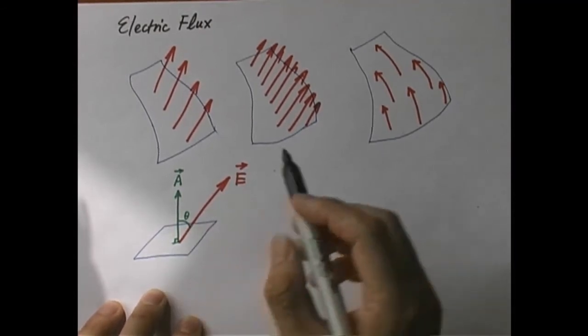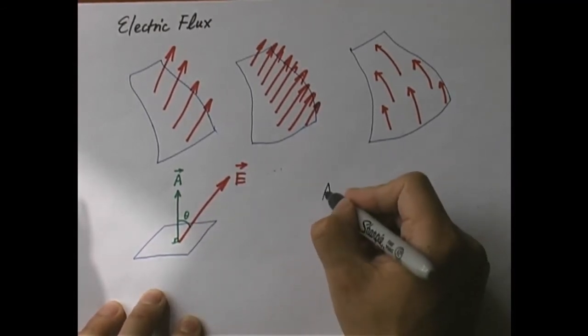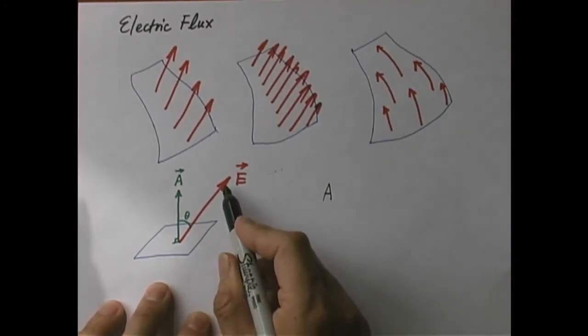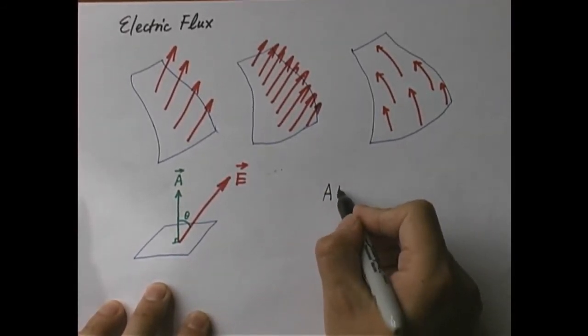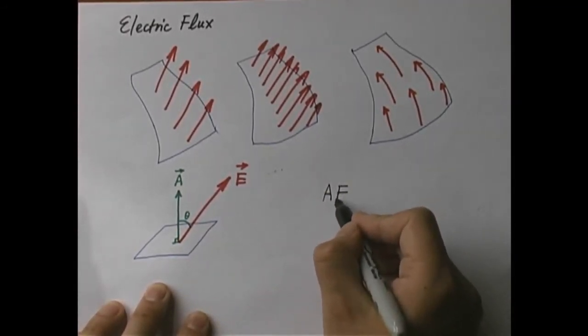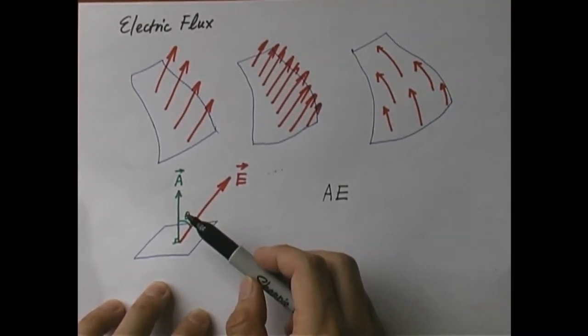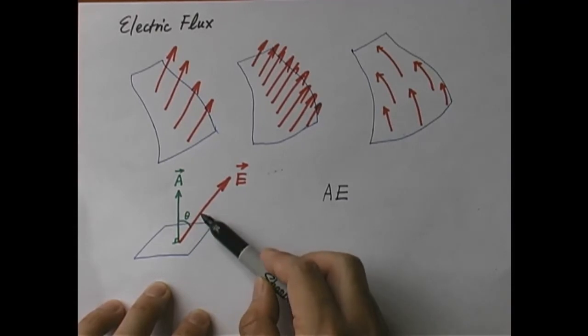Of course that depends on A, right? The area A. The greater the area, the greater the flux. It also depends on the strength E. The stronger the electric field, the greater the flux. But it also depends on the relative orientation between A and E.